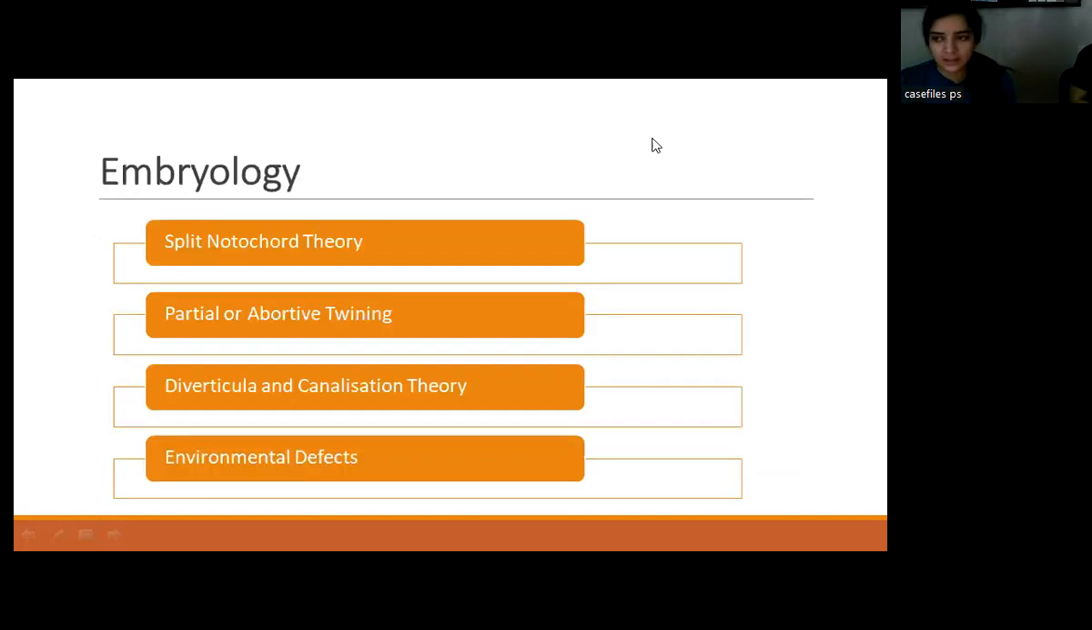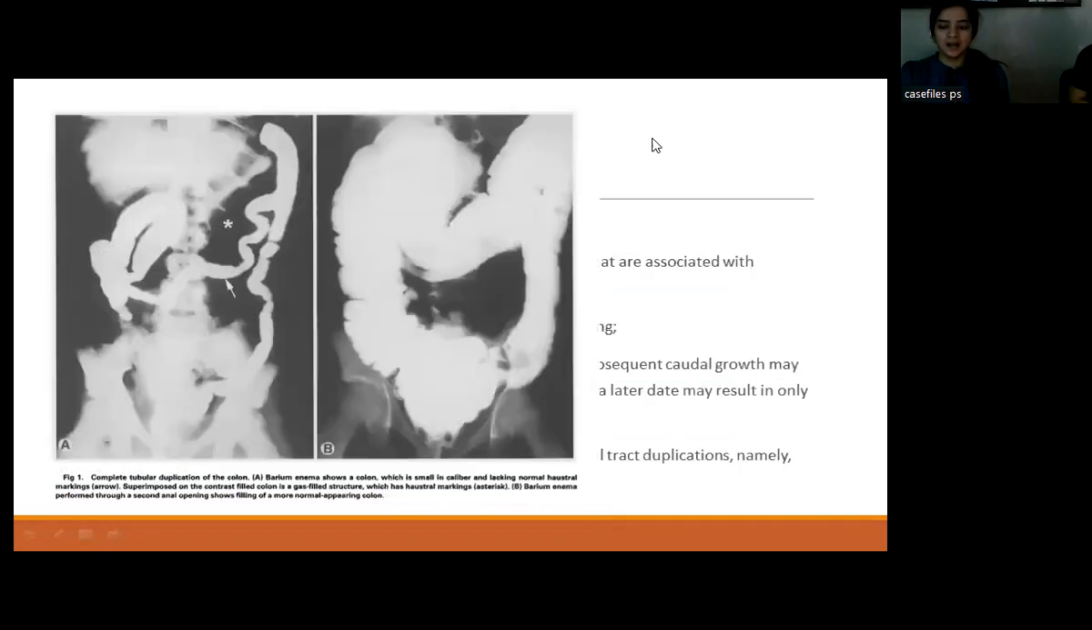Embryology: as duplication of the alimentary canal has various forms, no single embryological theory defines all the forms. So there are multiple theories which explain different locations and forms of the duplications. They include the split notochord theory, partial or abortive twinning, diverticular theory, canalization theory, and environmental defects.